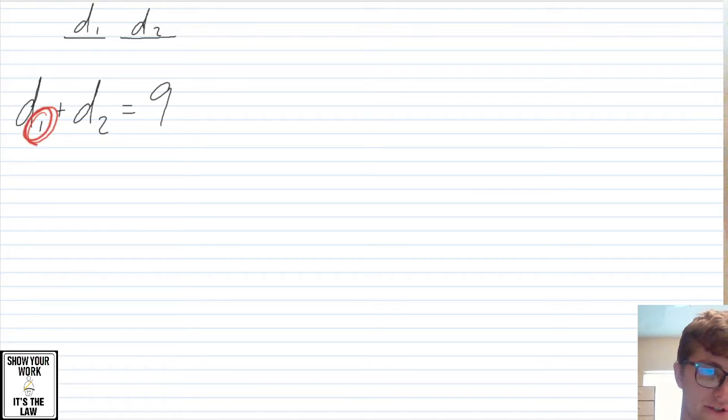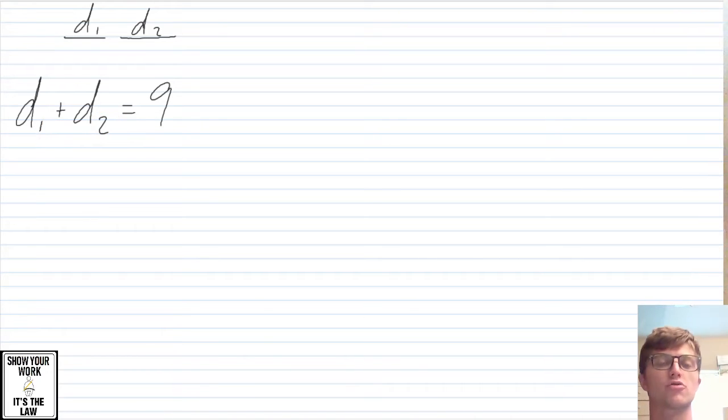Remember, these are called subscripts. Whenever we have the same letter we're using for the same variable, we can use subscripts to separate them so we can keep track of them. D1 does not equal D2. They're their own independent variables because of the subscript.